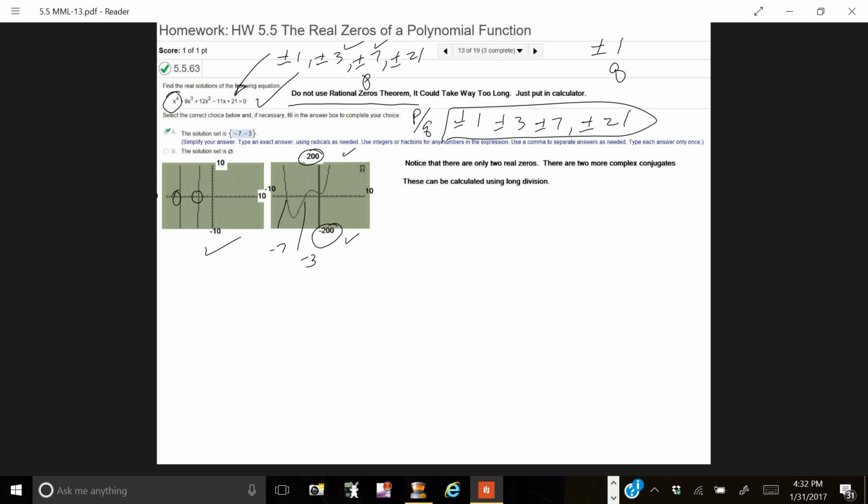So the answer to this, very simply, is minus 7 and minus 3. And you're through with that. There are only 2 real zeros in this fourth order polynomial. That also means that there are more complex conjugate zeros, and they can be calculated by using long division.